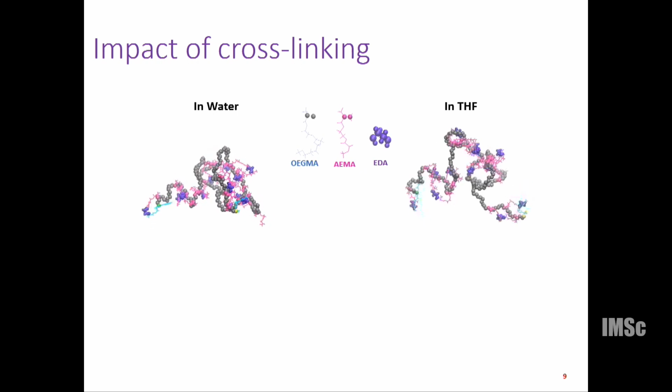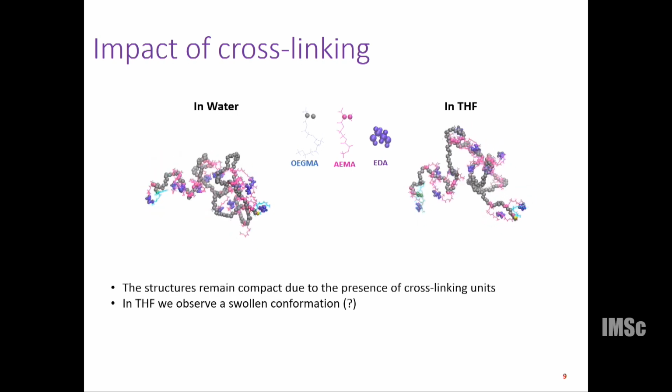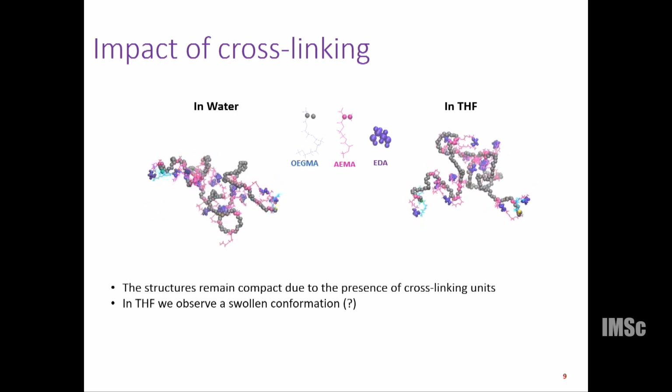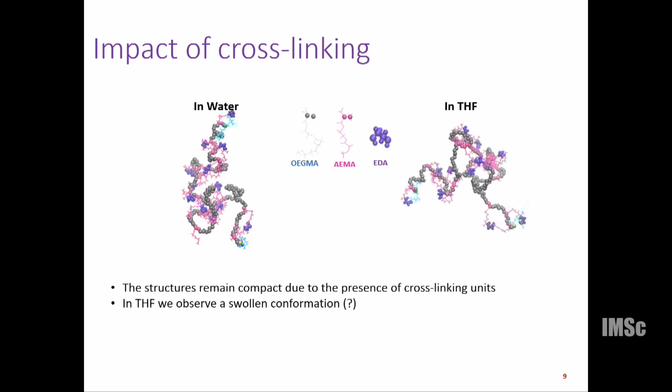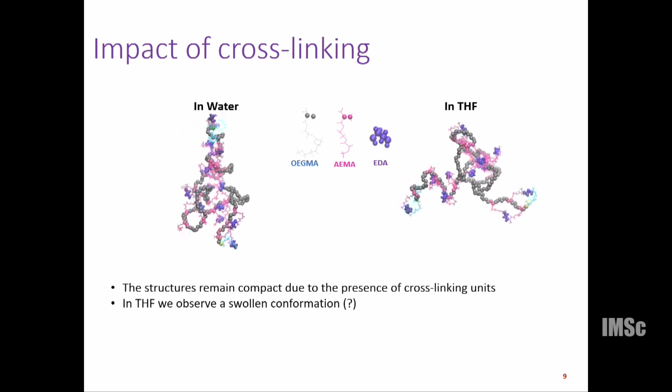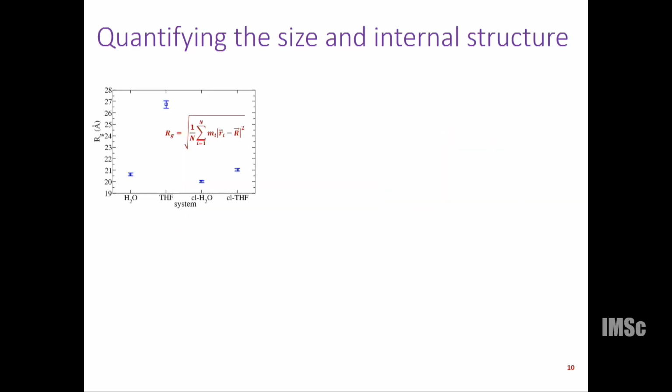What we see from these movies is that the structures seem to remain compact in both water as well as THF. It's not very clear from the movies what is happening after we cross-link, but we can understand it from the basic measure of the size of the polymer, which is the radius of gyration.